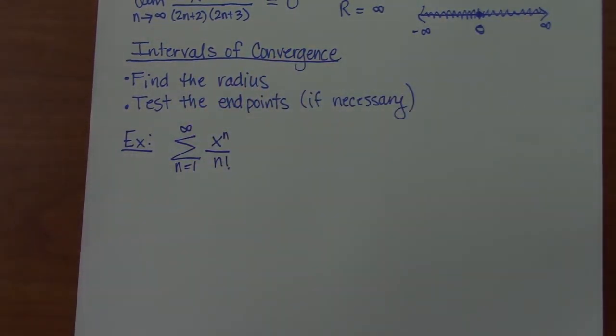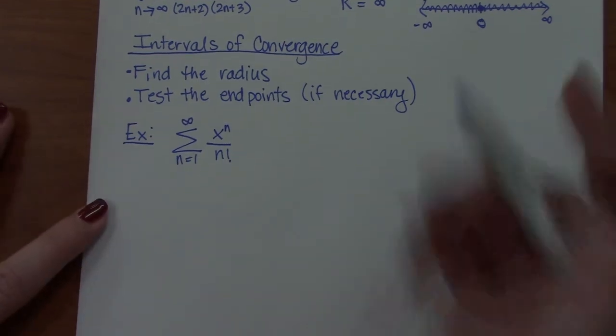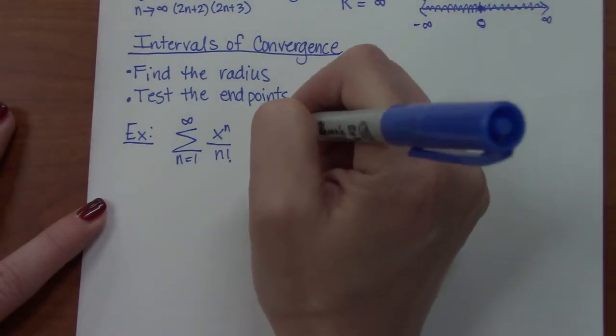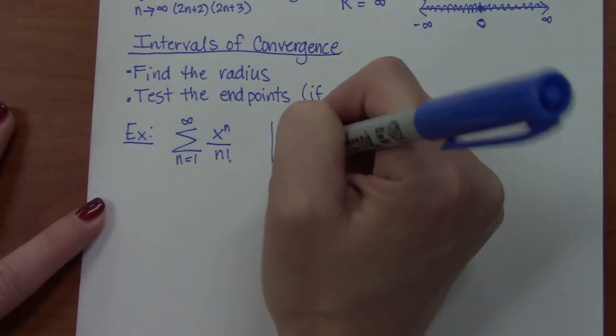Now I'm going to cheat again and tell you this is e to the x. So we're actually going to see how to build this the next section. But this is e to the x. All right, so if we look at this, the first thing we need to do is find the radius of convergence. So we're going to do that by conducting the ratio test.